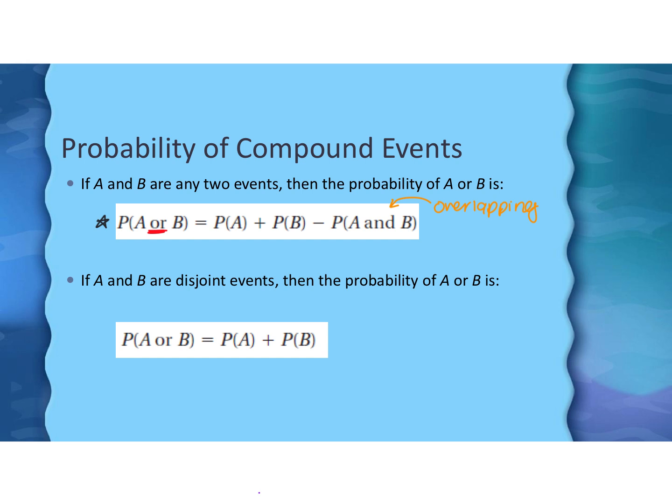Looking at the next one, it says, if A and B are disjoint events, then the probability of A or B is this. So again, keep in mind if it's disjoint, you could say disjoint events, or you can just call it mutually exclusive.